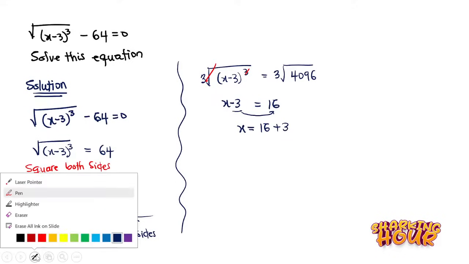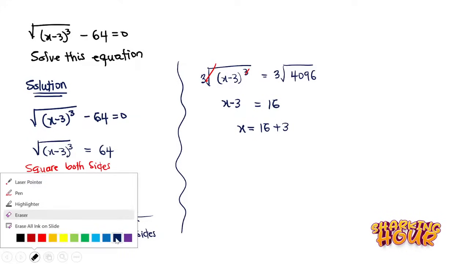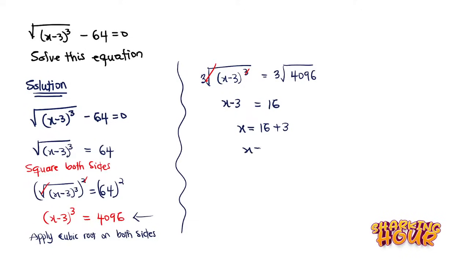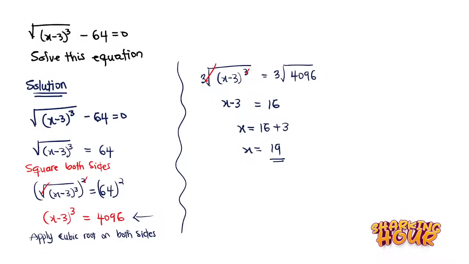So from here, all I have to do is simply add 16 and 3, and that will give me my answer. So the value of x over here is equal to 19, as we can see over here. So this is the answer for this particular expression. So this is the answer for our question.